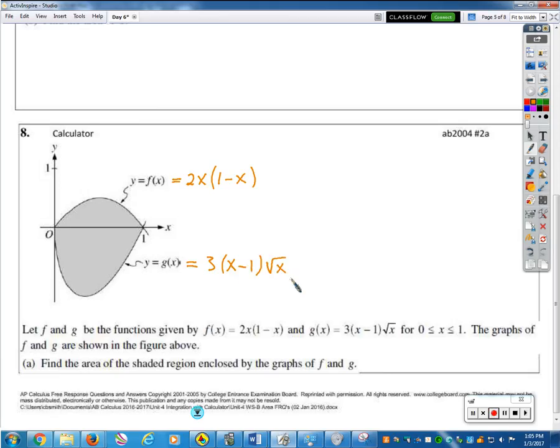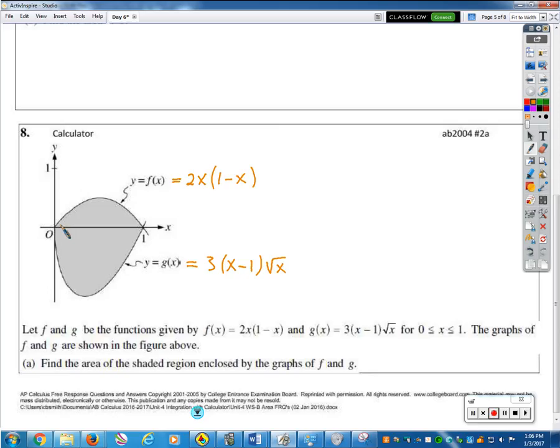Okay, questions to there? Awesome. Next thing, they imply by the picture that the two graphs intersect at 0 and they also intersect at 1. But I've seen students miss AP questions because they assume that that's true, and it isn't always exactly what the picture implies. So it's a good idea to just double check and make sure that the intersections really are here and here. So we're going to all do that on your calculator right now.